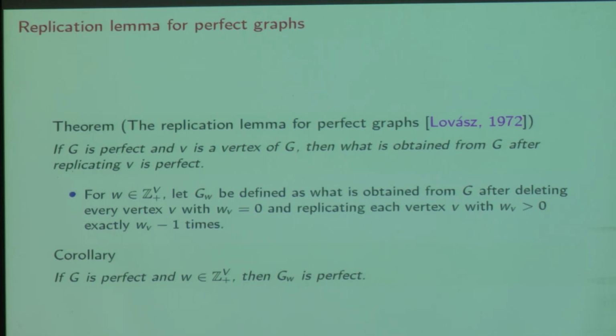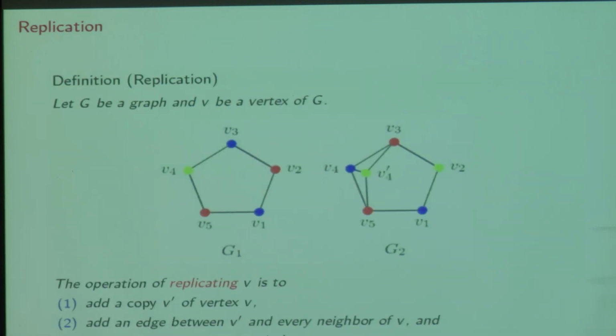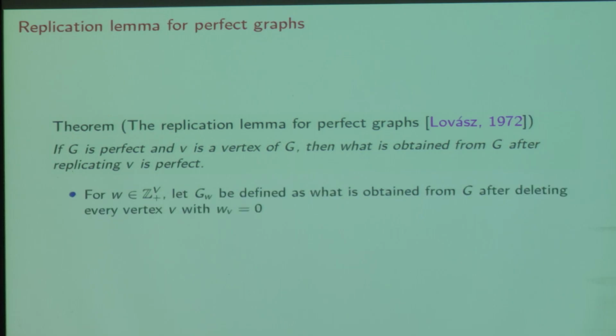If your graph is perfect, then for any non-negative integer weight, this graph G_w obtained by applying replication multiple times is also perfect. If you look at this procedure, this V4 and V4 prime, yeah, that's right. Any other question? Feel free to ask any questions.